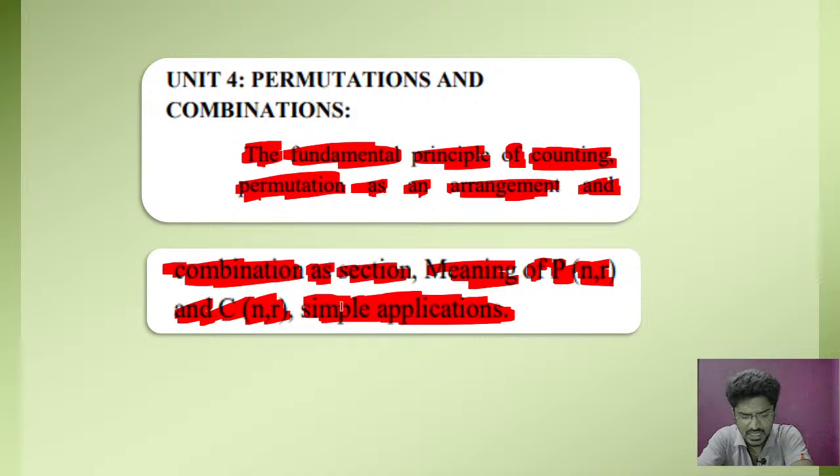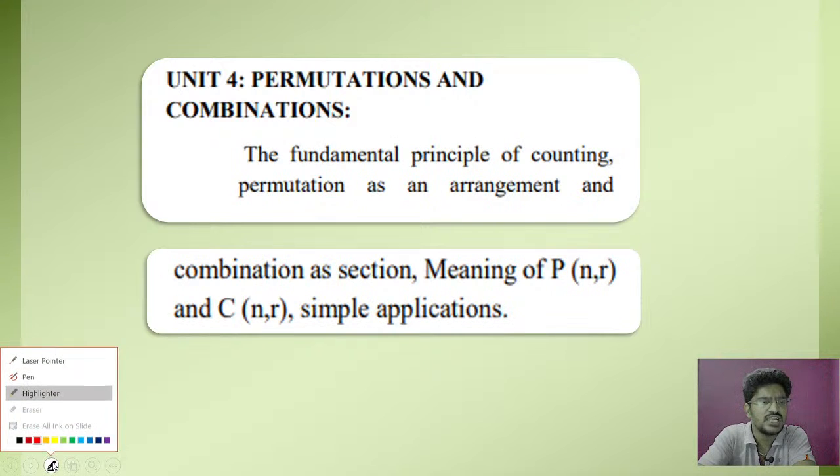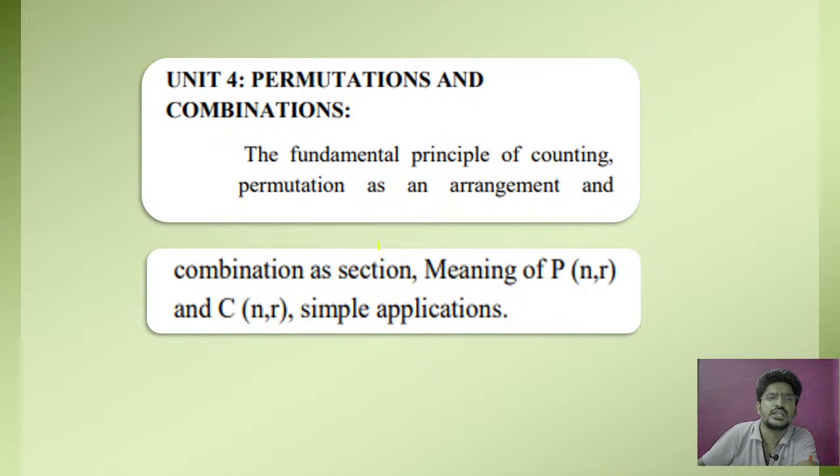Okay, so this is for 11th class. Okay, this is a very easy unit that you can understand and very small unit. Okay, so that's why you go through the fundamental principle of counting, permutation as arrangement and combination as selection, meaning of nPr, that is permutation, meaning of nCr, that is combination, and simple applications. Go through simple applications, very small unit.